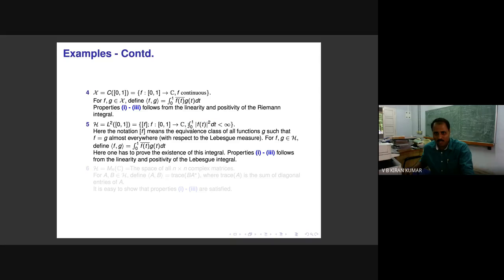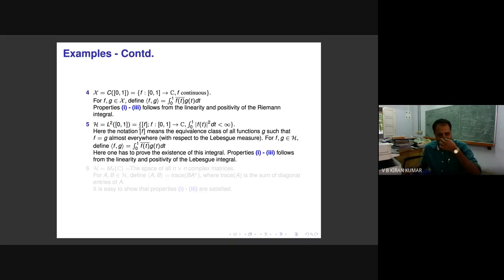Square integrable means the integral of mod f squared is finite. But there is a small catch here. Strictly speaking, the elements of L2[0,1] are not functions, but equivalence classes of functions. What do I mean by this equivalence class? f and g are in the same equivalence class means f equals g almost everywhere, that is, the set where f is not equal to g has Lebesgue measure 0. Again, if you are not familiar with Lebesgue measure, just skip this example. But this example is important, we will come back to this again. So just neglect the measure.